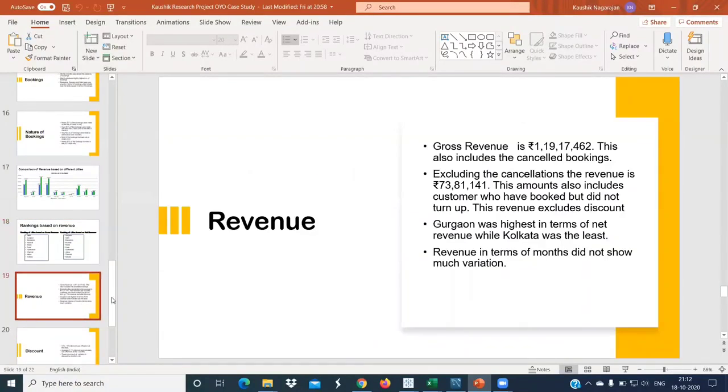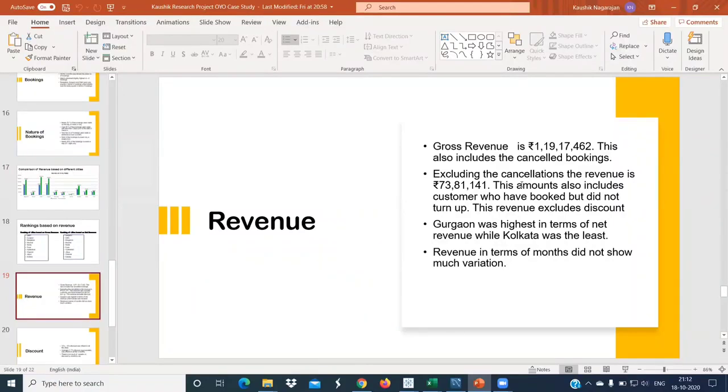Talking about the revenue, gross revenue earned was 1 crore 19 lakh 17,462 rupees in the months of January, February and March 2017. That is also the first quarter of 2017. This also includes the cancelled bookings because it is a gross revenue. Excluding the cancellations, the revenue earned was 73 lakh 81,141 rupees. This amount also includes the customers who have booked but did not turn up. This revenue excludes the discount offered.